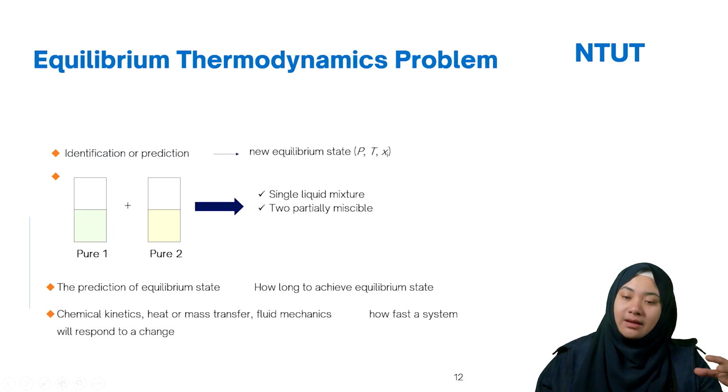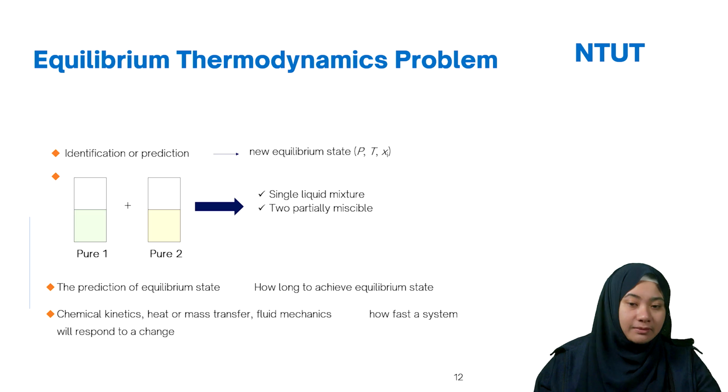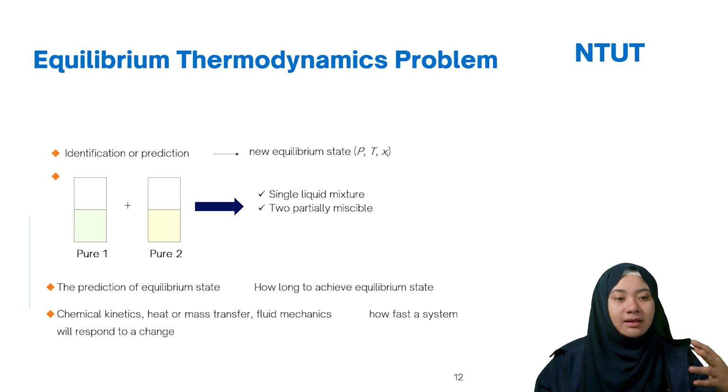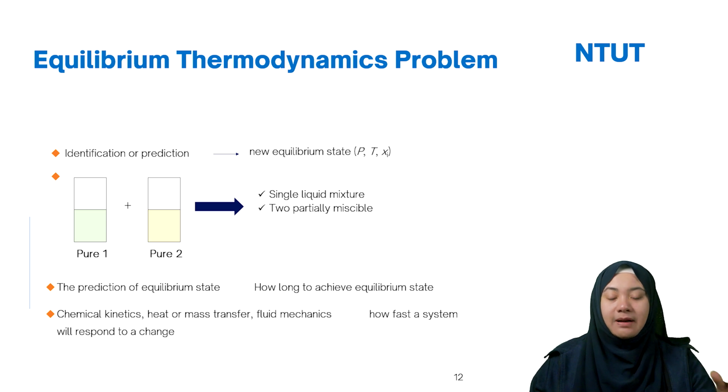And define or assume based on the system, like open, closed, or adiabatic. Which one should you neglect? Maybe the potential, perhaps the kinetic energy you can neglect. So it depends on the assumption. Then we have the equilibrium thermodynamics problem. For the equilibrium thermodynamics problem, we need identification or prediction.